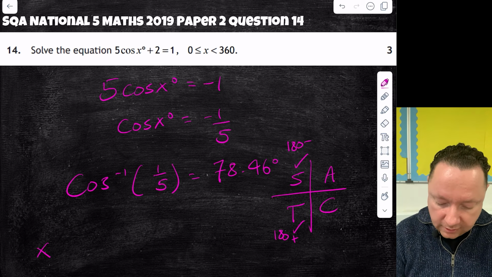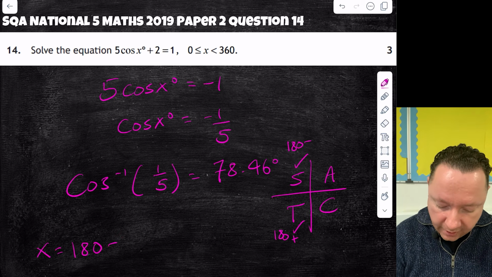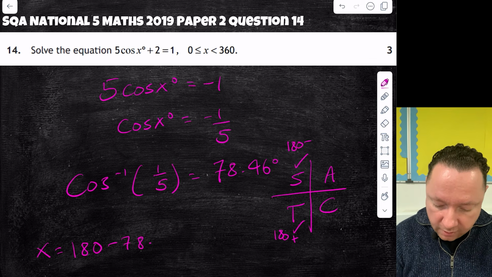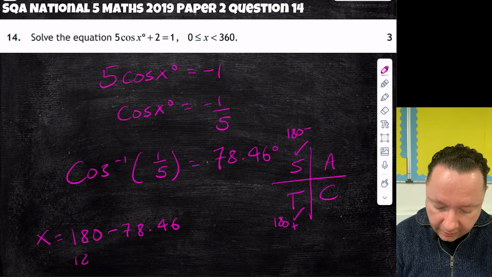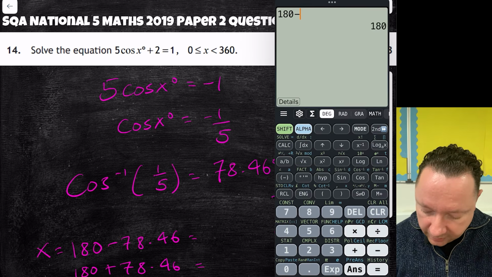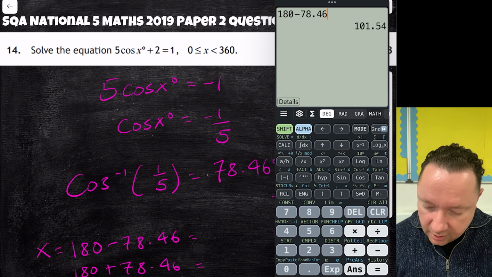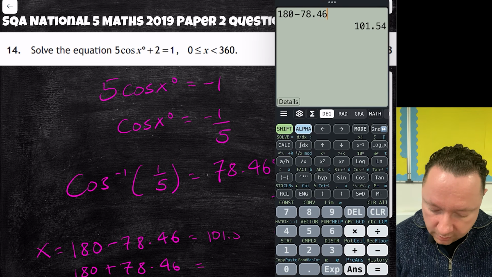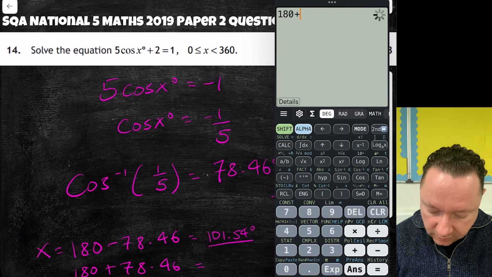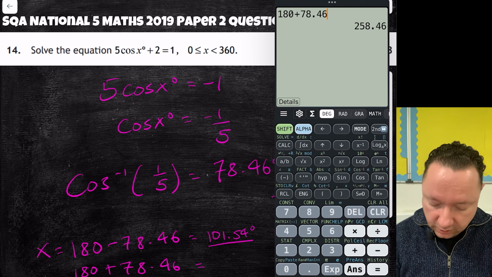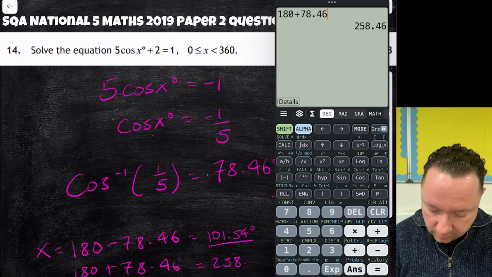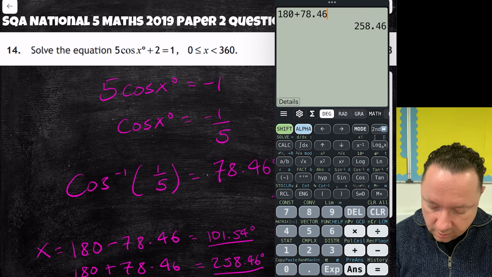So our x is equal to 180 minus 78.46, and 180 plus 78.46 to get our two answers. 180 minus 78.46 is 101.54 degrees, and 180 plus 78.46 is 258.46 degrees. And we're done there.